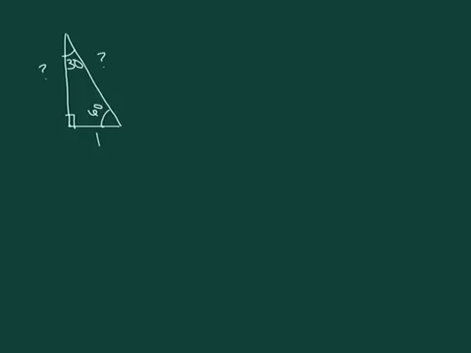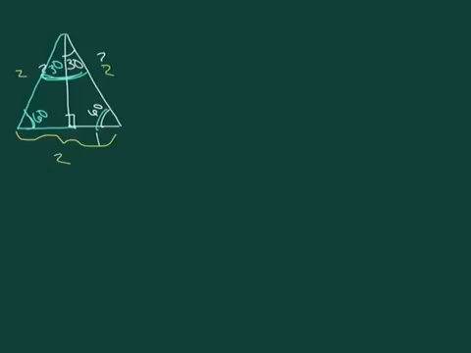A 30, 60, 90 triangle is really half of an equilateral triangle where this is 60, this is 60, and this is 60. And an equilateral triangle means that each of the sides are the same. So if this length right here is 1, the length of the whole side would be 2, which means that's 2, and that's 2.